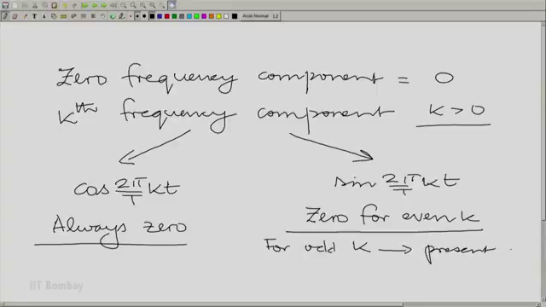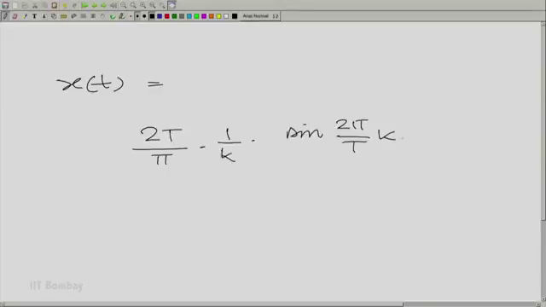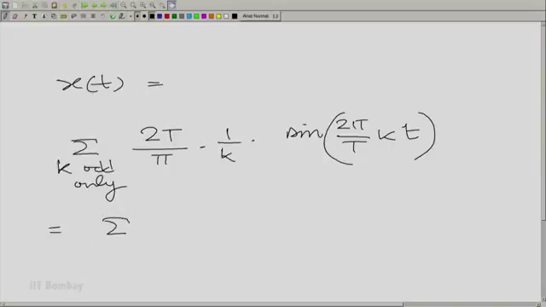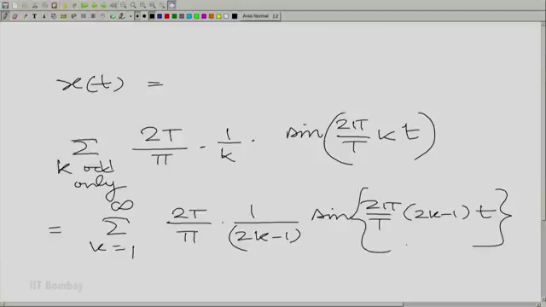And therefore, we wrote down the overall expression: x(t) is only a sum of odd components, which are essentially 2T by pi into 1 by k sine(2 pi by T times k t), summed over k odd, and that of course we could write down as summation k going from 1 to infinity, 2T by pi into 1 divided by (2k minus 1) sine(2 pi by T into (2k minus 1) t). Of course, remember, you need to divide by T finally. That normalization is required. So, I need to insert the 1 by T term here as also here.